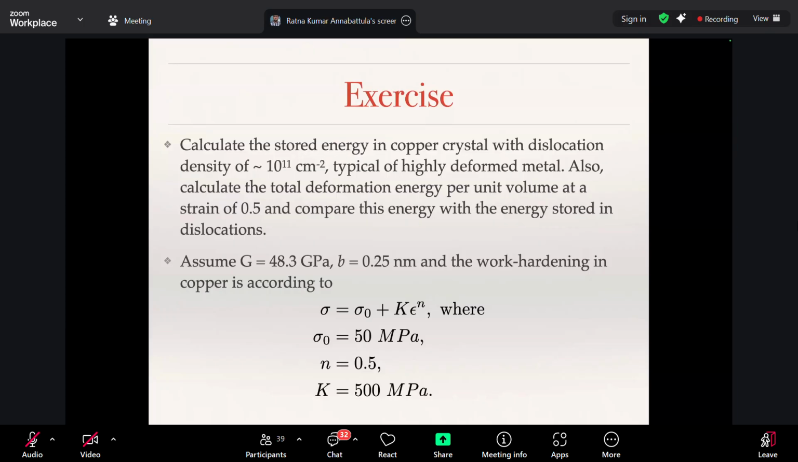So now let us look at this interesting question. Let us calculate the stored energy in a copper crystal. Suppose you have a copper crystal with a dislocation density of 10 power 11 per centimeter square.